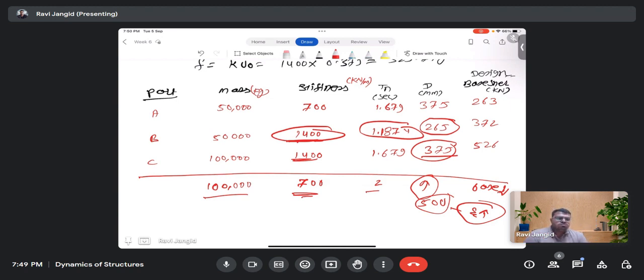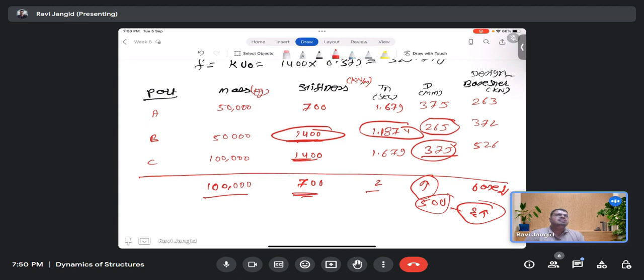Sir, a more flexible system will deflect more. If the system is flexible, it will deflect more, which means displacement may be out of control. So that's why we increase the damping. That is another scenario. You can use higher damping.